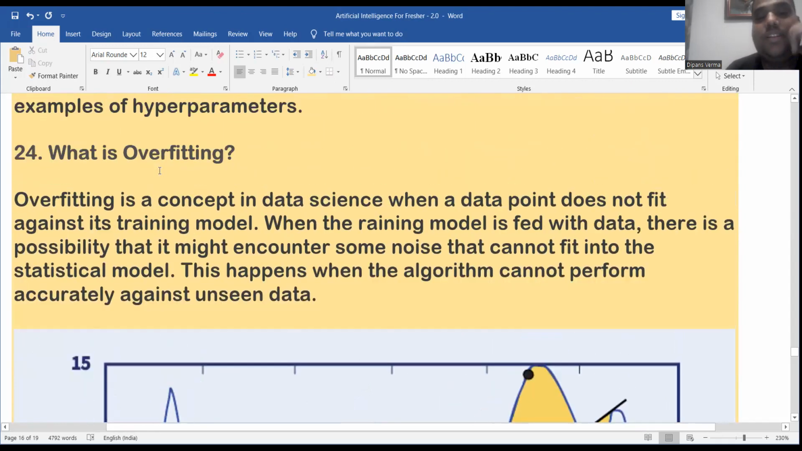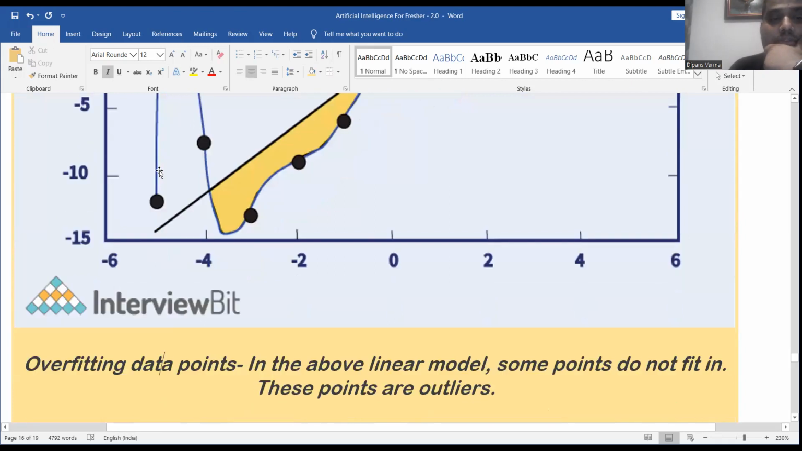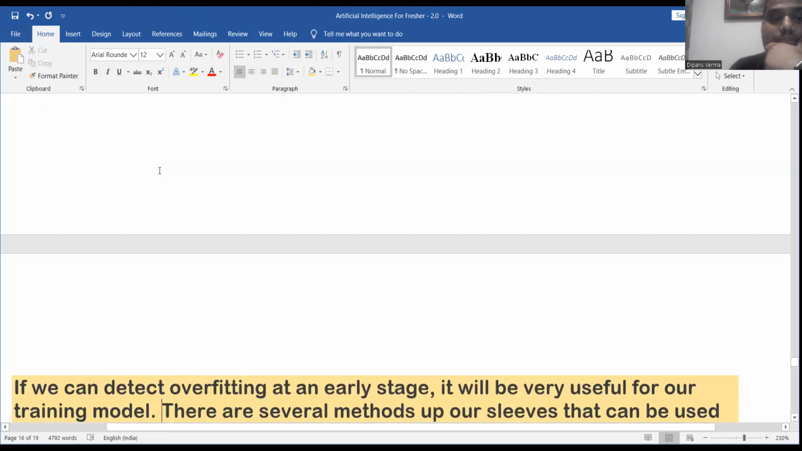What is overfitting? Overfitting is a concept in data science when a point does not fit against its training model. When the training model is fed with data, there is a possibility that it might encounter some bias that cannot fit into the statistical model. This happens when the algorithm cannot perform accurately against unseen data. That is the case of overfitting, right?